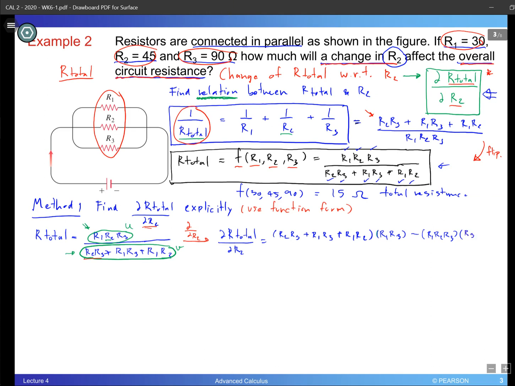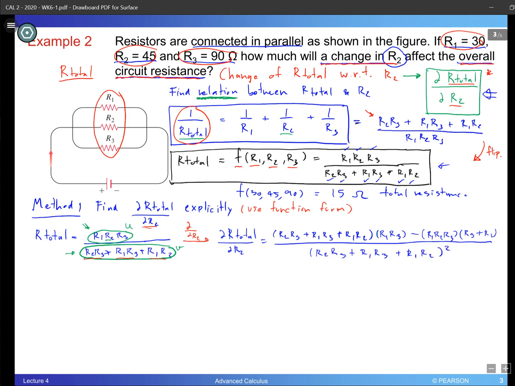Alright, now I need to diff this with respect to R2. This is a constant, so it's going to go to 0. Now I need to diff this with respect to R2, and R2 goes away, I have this R1. So this is going to be equal to plus R1. Alright, and then we have this division with V squared. These whole terms right here, R2 R3 plus R1 R3 plus R1 R2, alright, square.